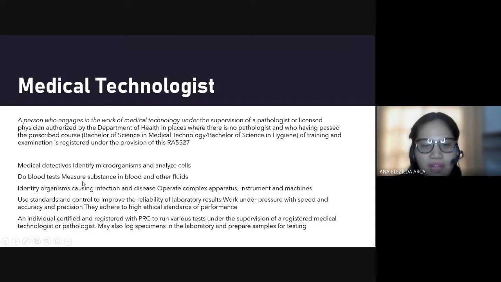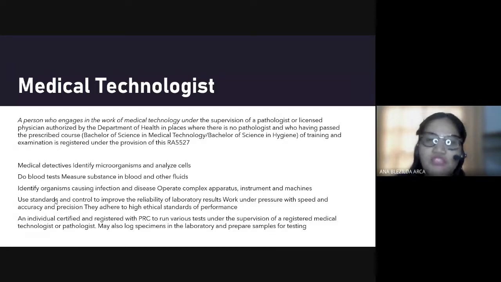We perform blood tests. We measure substances in the blood and other fluids. We identify organism causing the infection and disease. We operate complex apparatus, instrument, and machines, diba? And we use standards to control, to improve the reliability of the laboratory result. So this is how we tend to examine the equipment. Okay, so para masabi natin that the equipment is working properly, we use standard. Meron tayong mga standard reagents dyan. Hindi naman kasi basta-basta na chemical lang ilagay mo dyan eh. O, bili ka ng chemical doon, ilagay mo dyan.